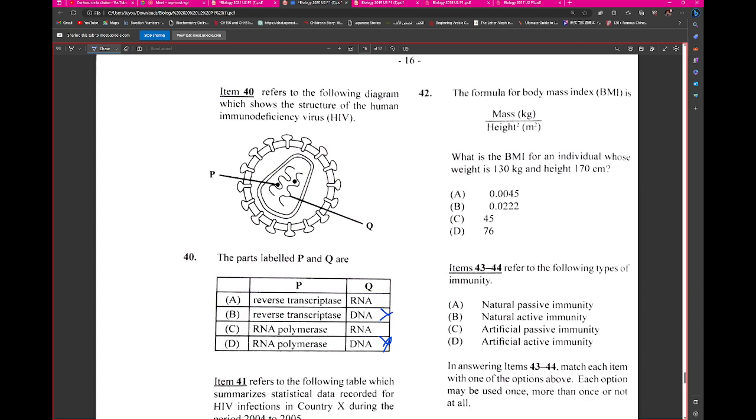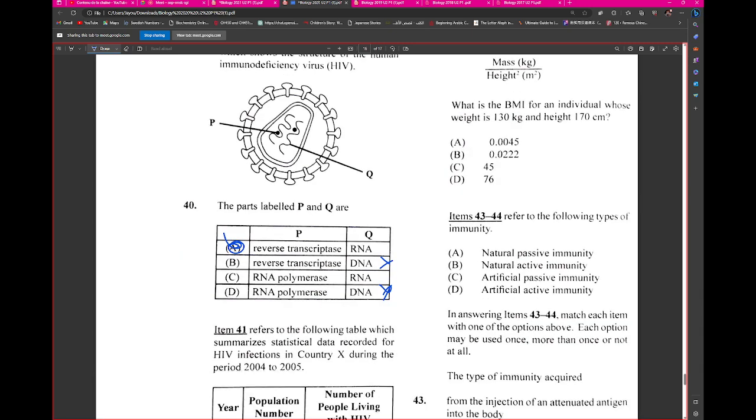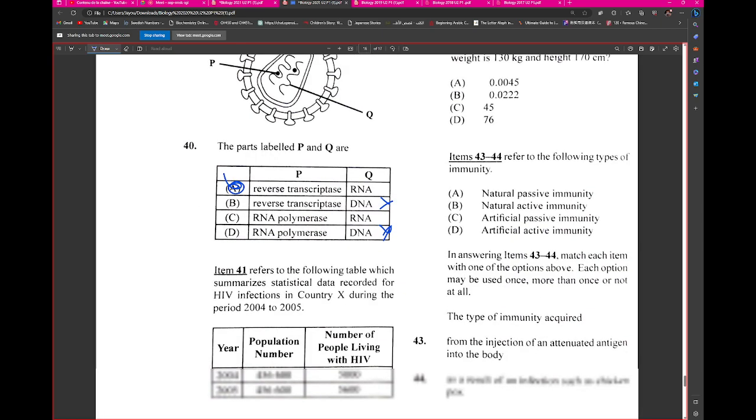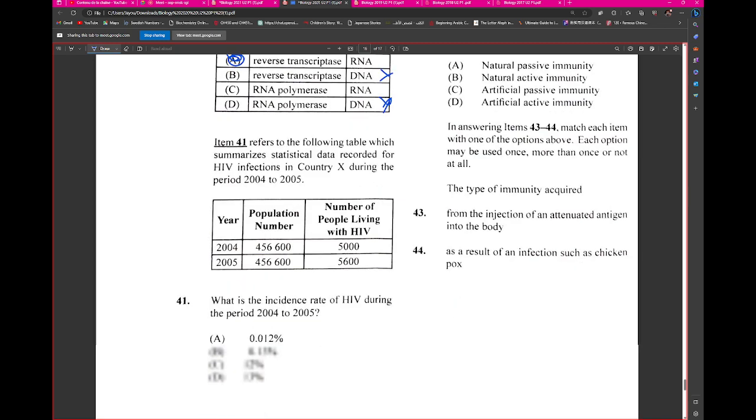Seeing if you guys are thinking. What would that be used for? Anyone, what would that reverse transcriptase be used for? Alright, I guess we'll answer sometime in the near future.